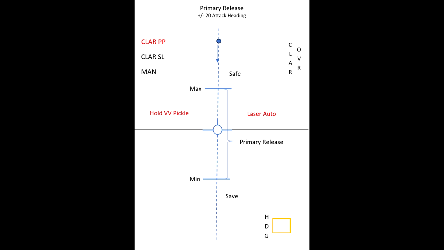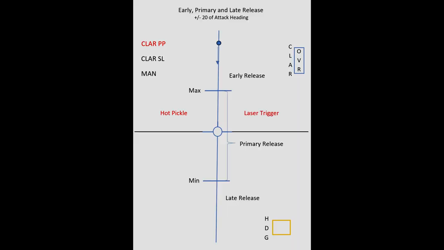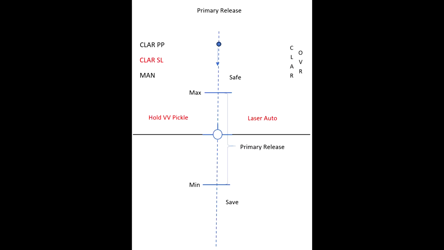This diagram shows the HUD presentation for the GBU-24 laser-guided bomb. The bomb has two computed launch acceptable region modes, or CLARE modes, straight line and pre-planned, and one manual mode. The bomb also has three release regions, early, primary, and late, which are bounded by the weapon's maximum and minimum launch ranges. You can also control when you pickle the weapon and when the laser is firing to guide the weapon.